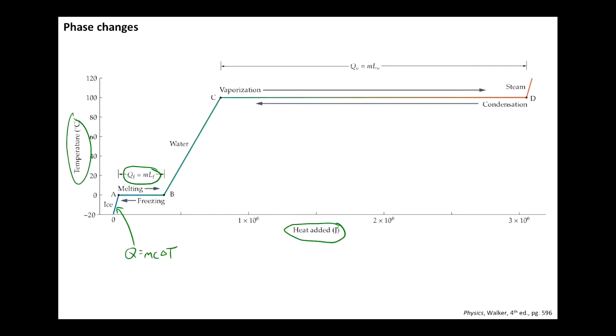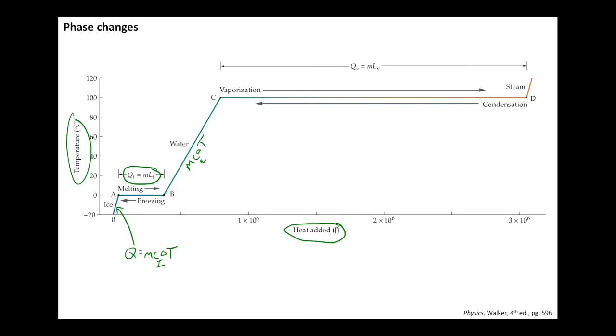Then, as we go from B to C, we're adding additional heat. You can see that we're raising the temperature, so MC delta T would apply to this. But the C is now different. This is C for water, and down here we had the specific heat for ice. So the only thing that's changed there is the type of specific heat that you're using. MC delta T.